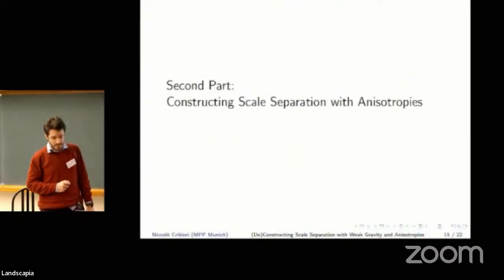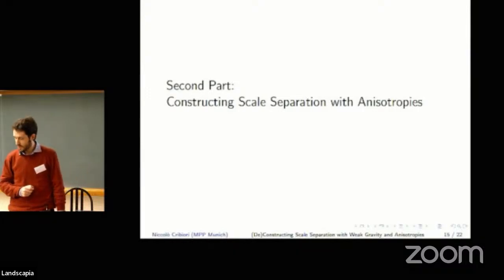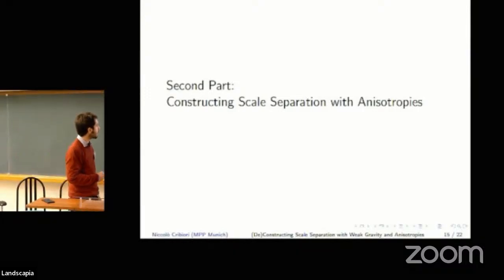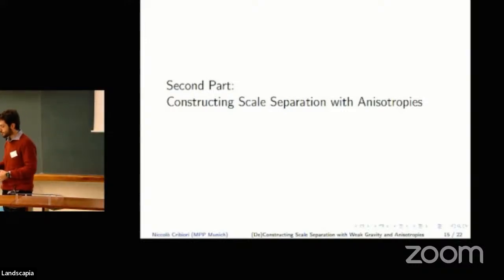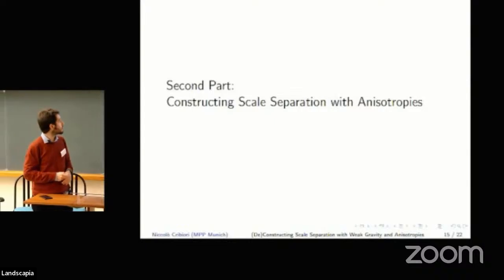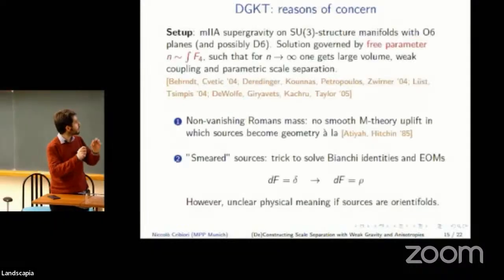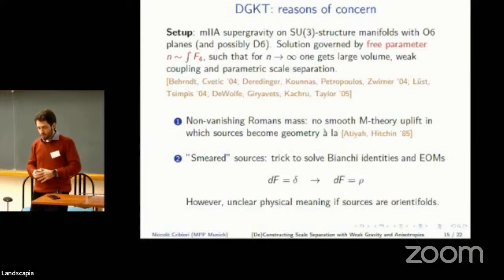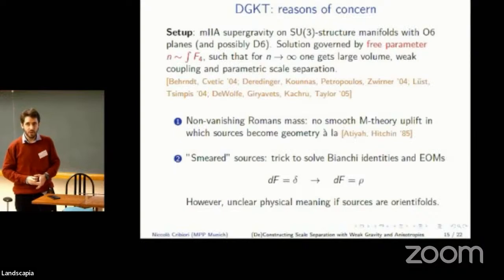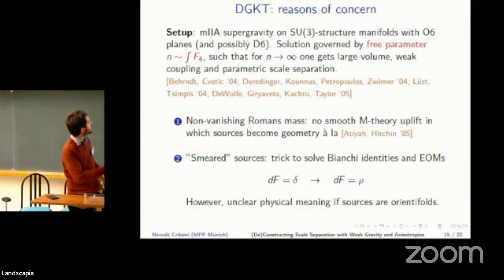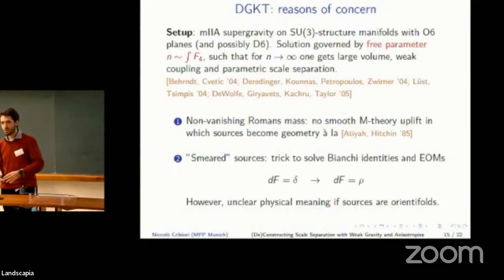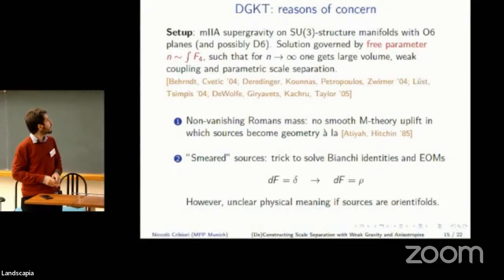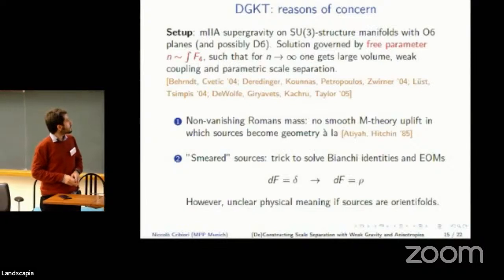Now, the second part, and in what is left, I will review a construction of a scale-separated class of vacua in type 2A, which was already mentioned this morning, but I will focus on some specific properties. Now, as we know, one of the most celebrated classes of vacua is what is called DGKT, after the authors of this paper, even though many other people contributed to it during the years. And this model has some peculiar properties.